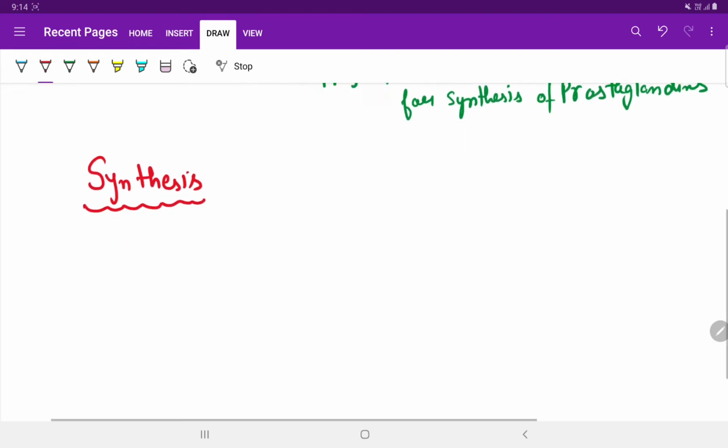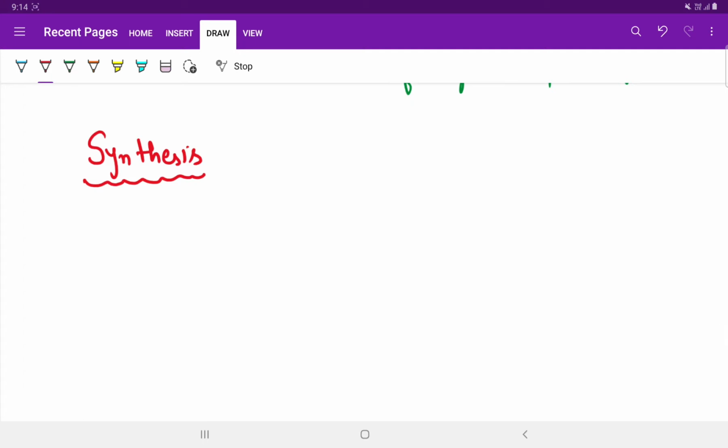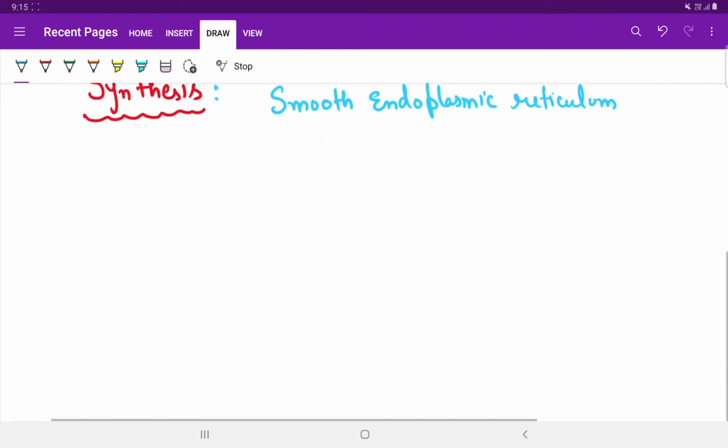Phospholipids are synthesized from phosphatidic acid and 1,2-diacylglycerol, which are the intermediates in the production of triacylglycerols. So basically we can say the synthesis occurs in the endoplasmic reticulum. To be more precise, it is the smooth endoplasmic reticulum, which is devoid of ribosomes, that acts as a site for synthesis of these phospholipids. Now how are these phospholipids synthesized? Now let us start.